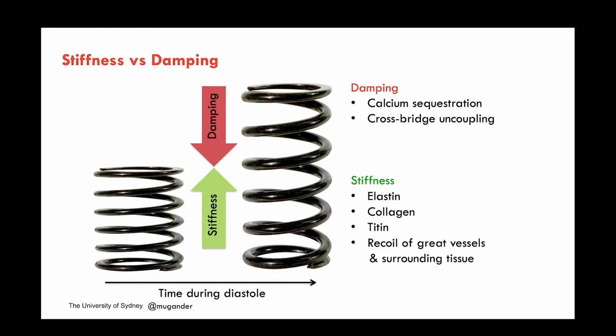So what does that mean mechanistically? Well, conceptually, and this remains to be proven, and we have work in this space trying to get there, the stiffness is being driven by things like elastin and collagen and titin, and the recoil of the vessels, the great vessels and the surrounding tissue, whereas the damping is being contributed by calcium sequestration and cross-bridge uncoupling. And these are fundamentally different mechanisms, often occurring in unison, but they have some important differences. And let's see how that pans out.